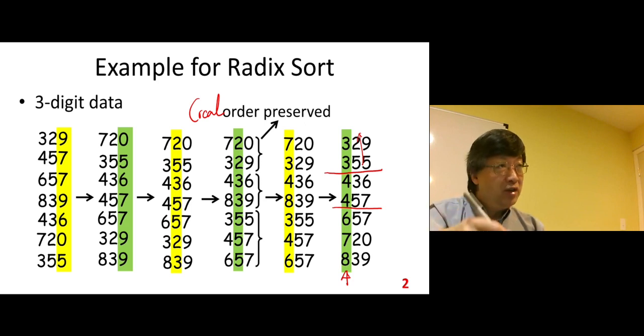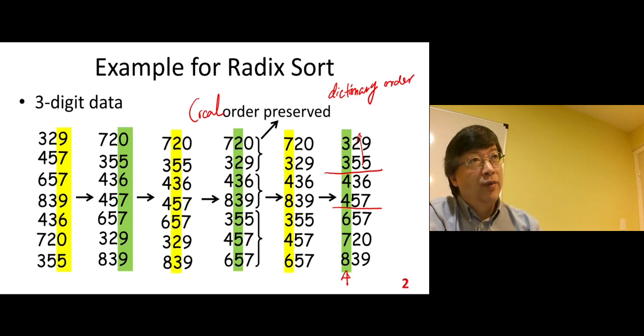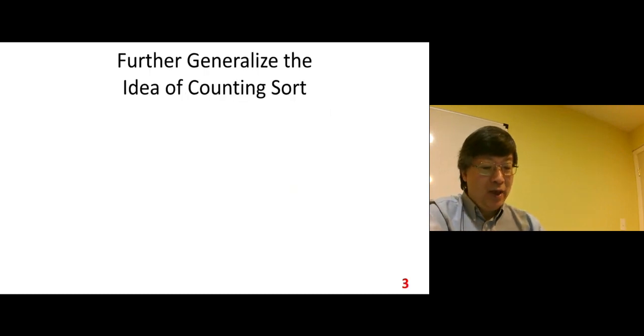Here, we are based on a dictionary order, like looking up words in a dictionary. We use the dictionary order. So now I think you should be convinced that this algorithm really works. The radix sort.